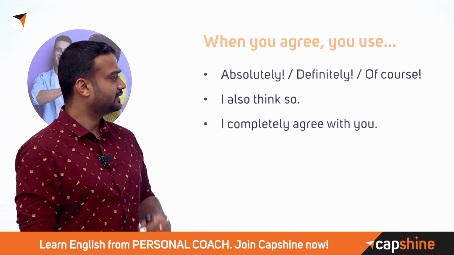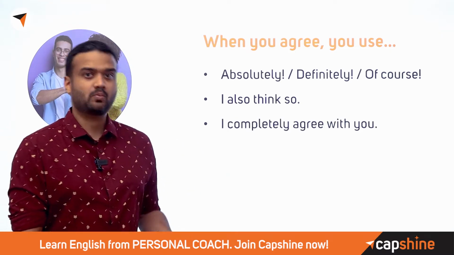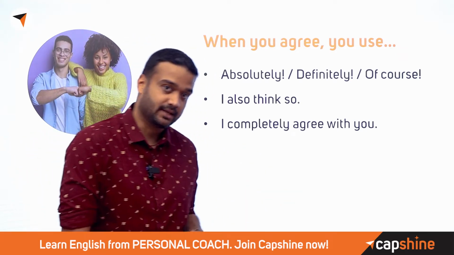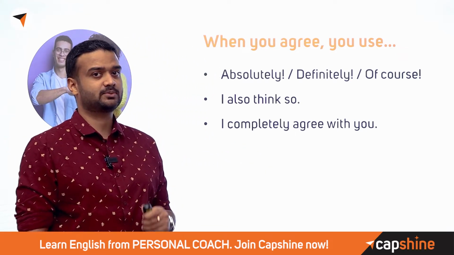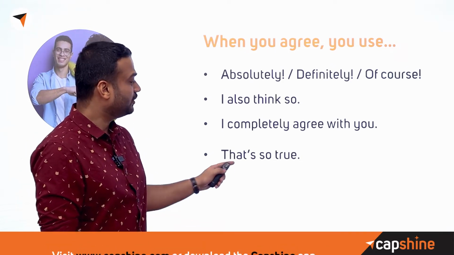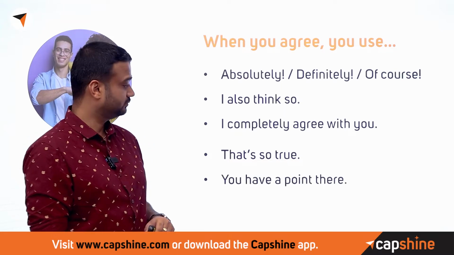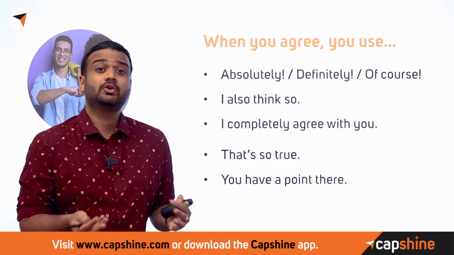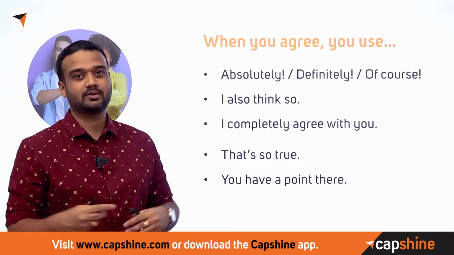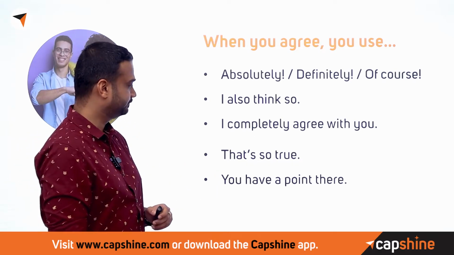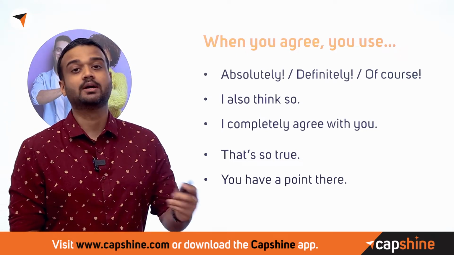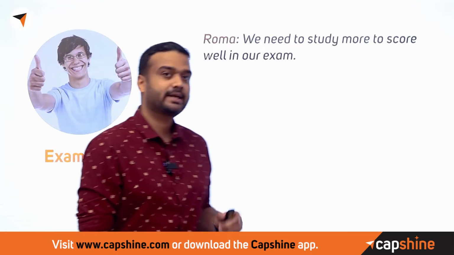You could also say that you completely agree with someone. I completely agree with you. Hey John, what you said, I completely agree with. Very useful phrase when it comes to agreeing with something. You could also say, that's so true. Or informally, you could say, right? This is usually used to show that you agree with what they're trying to say. You could also, in a formal setting, say you have a point there to agree with someone. Let's look at some examples.